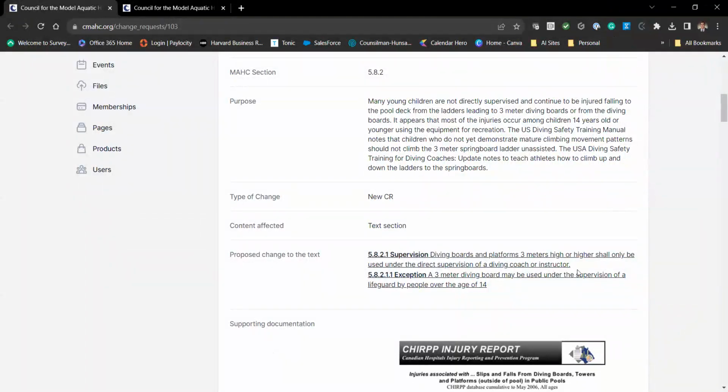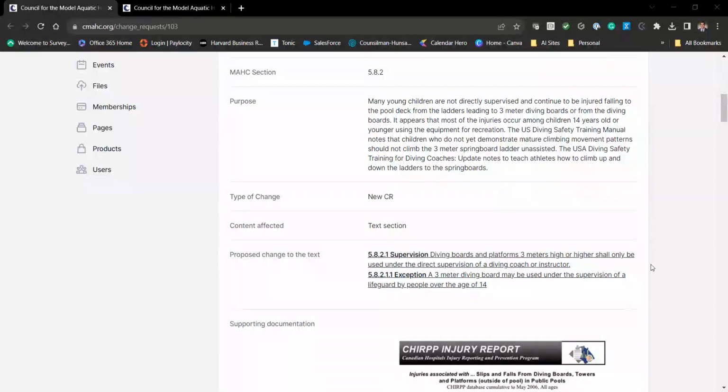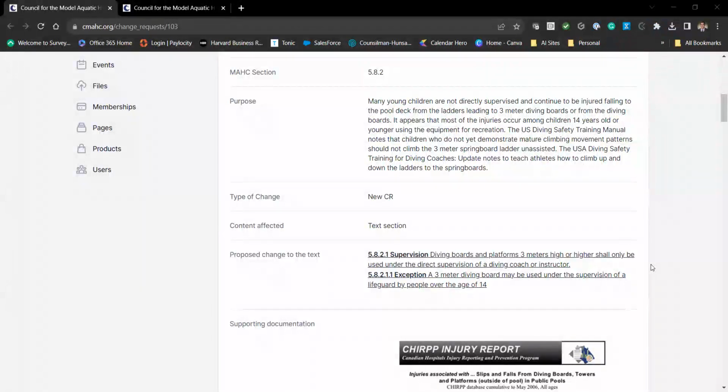Don't we already have some requirements for supervision on other things, like maybe starting platforms? Maybe 510. No, 512. I think we just looked at one last call that was about that. Yeah, and it was, do you put something on the platform to make it so people couldn't use it? That's what I remember. Is lifeguard supervision already required for diving boards? That's what I was trying to look up. I can't remember off the top of my head. Yeah, I'm looking that up too.